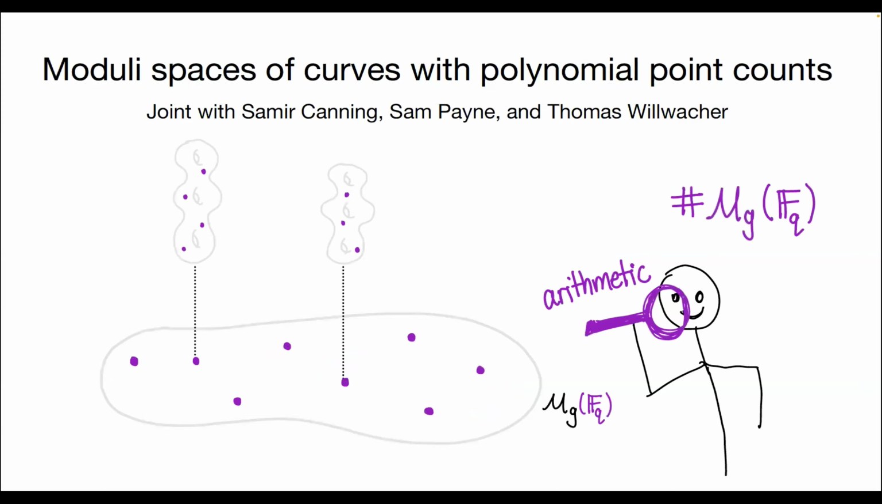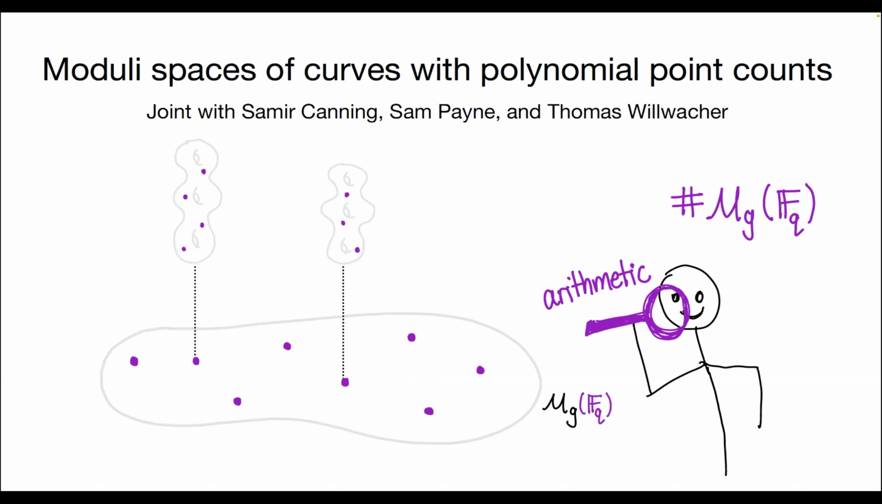And the last invariant is arithmetic. I'm allowed to think about M_g over any field. So I might think about it over a finite field, and when I do, there's just some finite set of points, and the natural thing to do is count these up. So in the first part of the talk, I'm going to focus on this lens of point counts over finite fields. And we'll see, as the talk goes on, how these other invariants come into play.